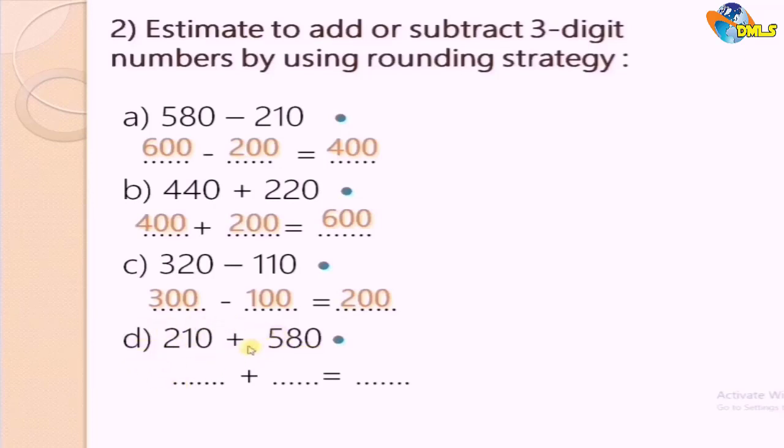Of course, we will round each number by itself, then we will add the two numbers. Let's start with number 210. Rounding strategy, nearest hundreds, so we will look at the tens digit. The tens digit here is 1. 1 is a weak digit, so 210 will round down to be 200. Second number, 580. 3-digit number. To use the rounding strategy, we will look at the tens digit. The tens digit here is 8, so we will round up because 8 is a strong digit. 580 will round up to be 600. 200 plus 600 equals 800.